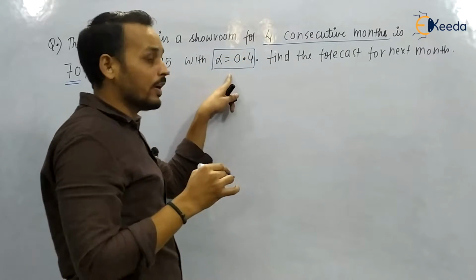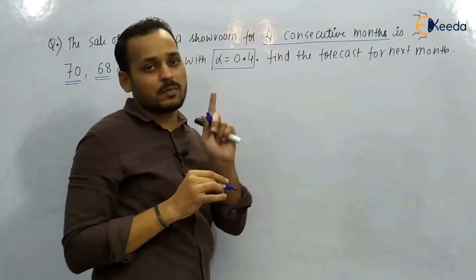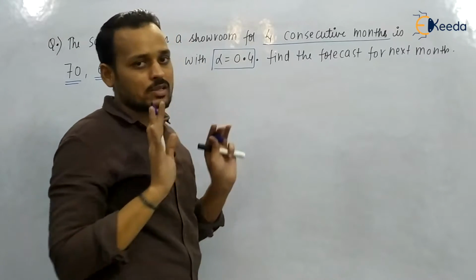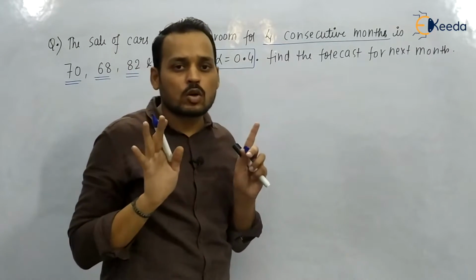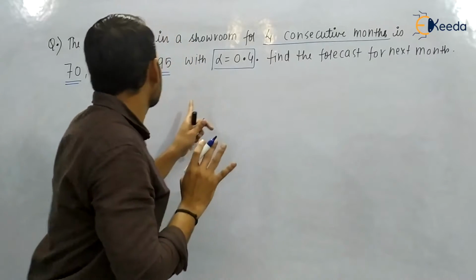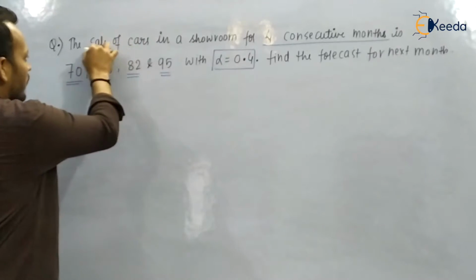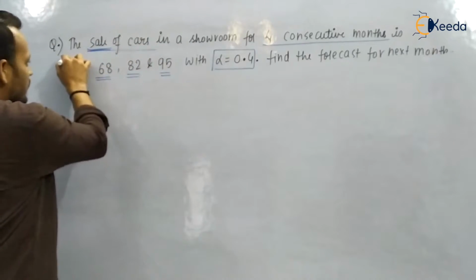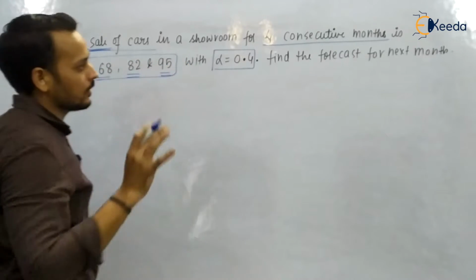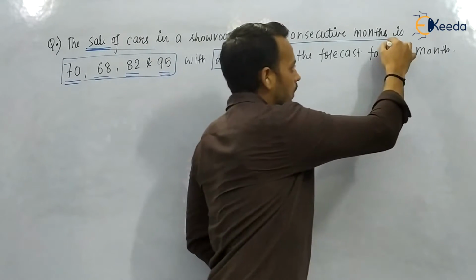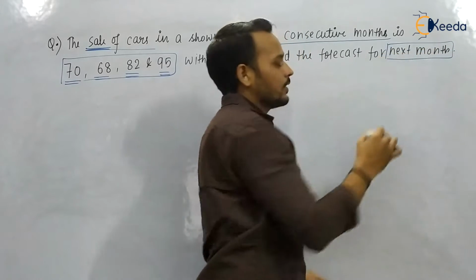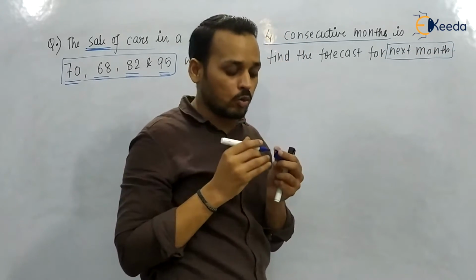Since alpha is given, you will think that it is an ESM method question. It is, but we are not going to apply the formula directly, because only the demand data is given. The sale of cars means these are the demand data, and no forecast data is given. They are asking to find the forecast for the next month, or you can say the 5th month. So how to solve it?